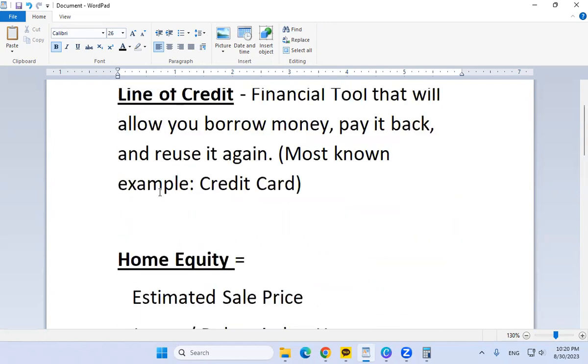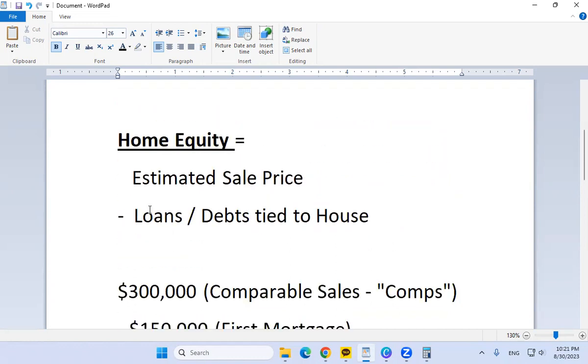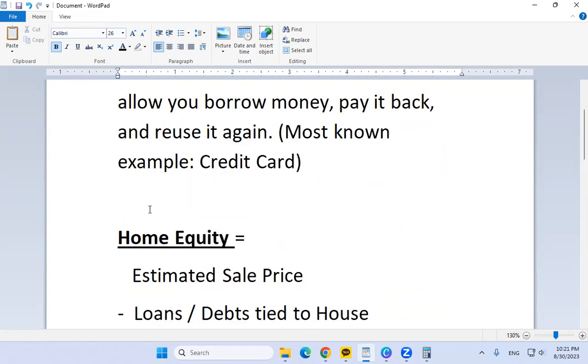Okay, so I hope this was helpful. This is the beginner's guide to a home equity line of credit. You just need to know the two terms, line of credit and home equity, and then you just ask the bank, hey, I own a home, I'm trying to get a home equity line of credit. Do you think I qualify? You just find out what their programs are.